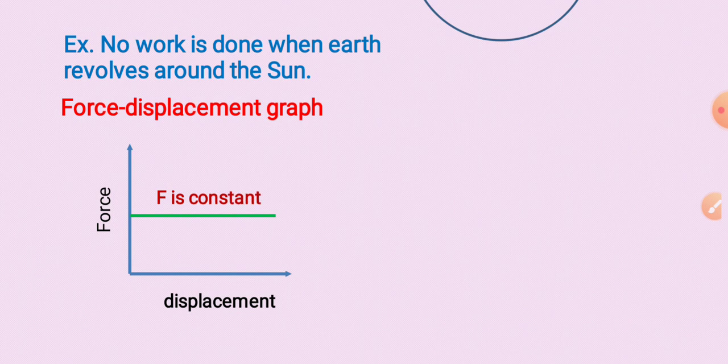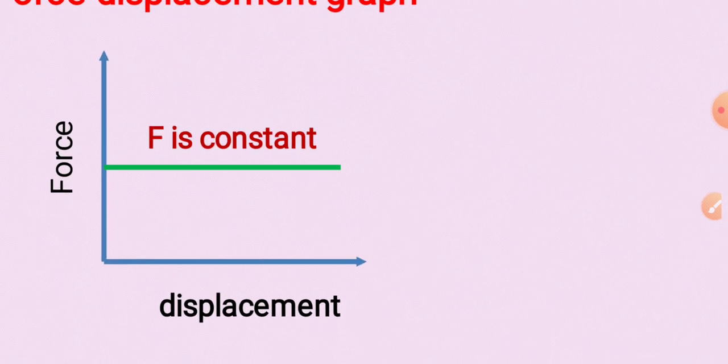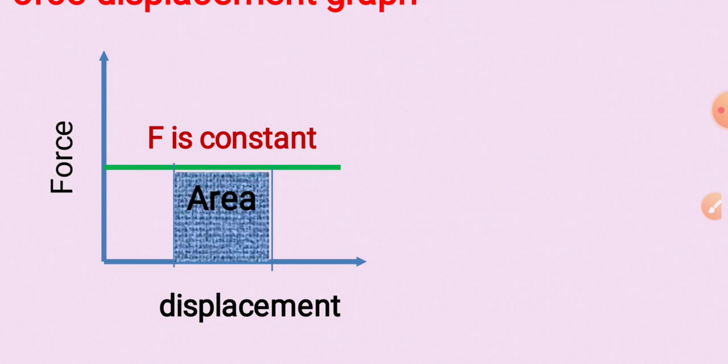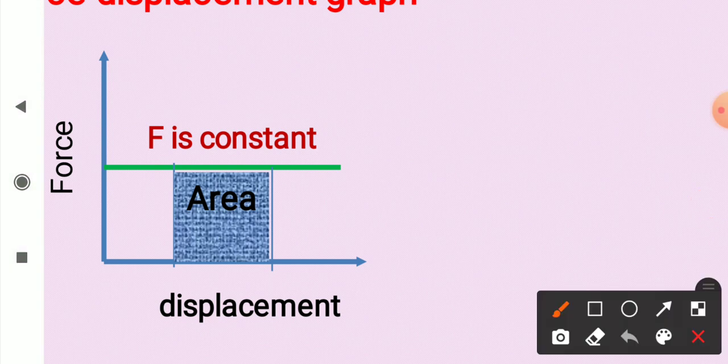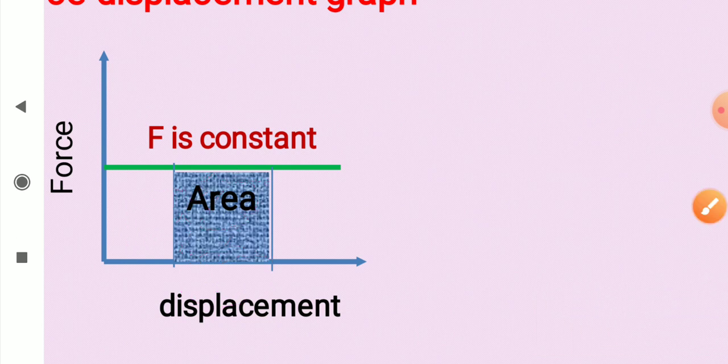Force is constant. And if you want to find out work done between any two positions, you see, this side is F and this side is X, and work done is force into displacement, length into breadth. This is going to be area. So the work done is given by the area under the force displacement graph for constant force.